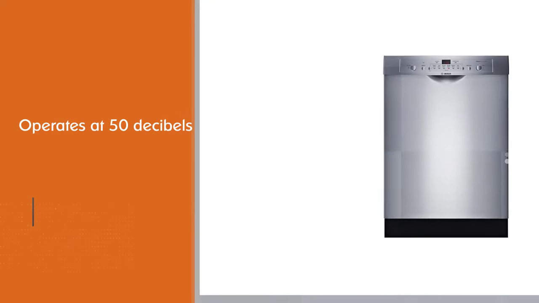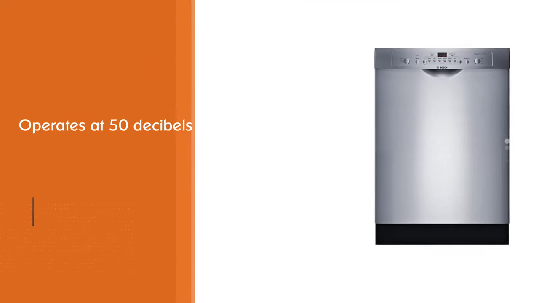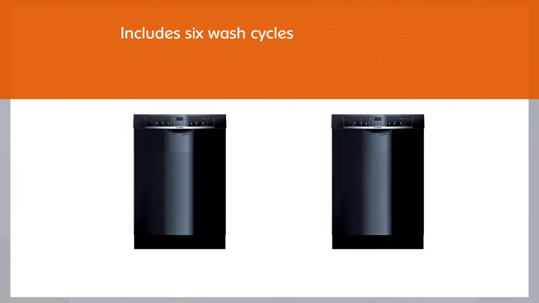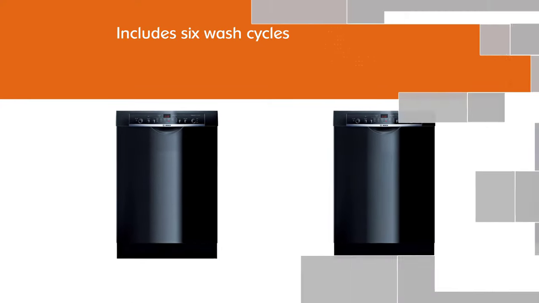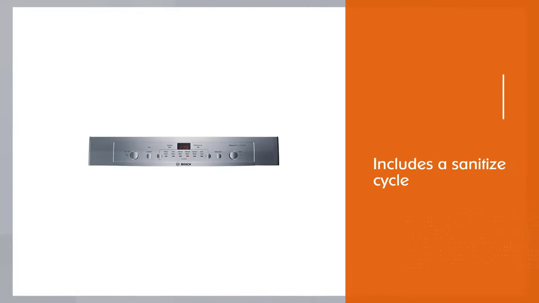There's a built-in utility rack for washing oddly shaped items, and the appliance even includes a sanitize cycle to kill bacteria on your plates, bowls, and cookware. Ultimately, its 24-inch build will also be a good fit in a variety of homes and kitchen layouts.